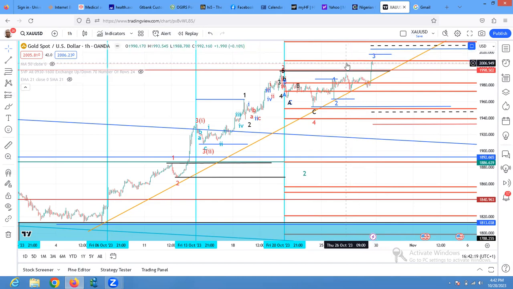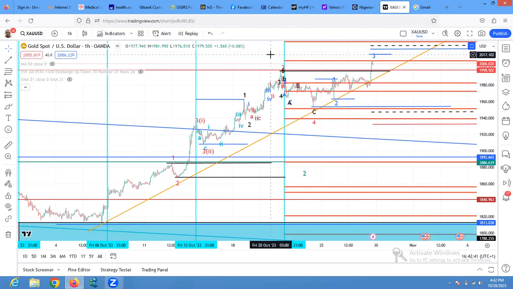But for now, we are still calling this most likely a 4th wave, and we are doing a 5th wave. And that is what we are calling. But at the same time, you cannot just blindly say you want to pick the top and begin to sell. You must have a break of structure. This is gold.